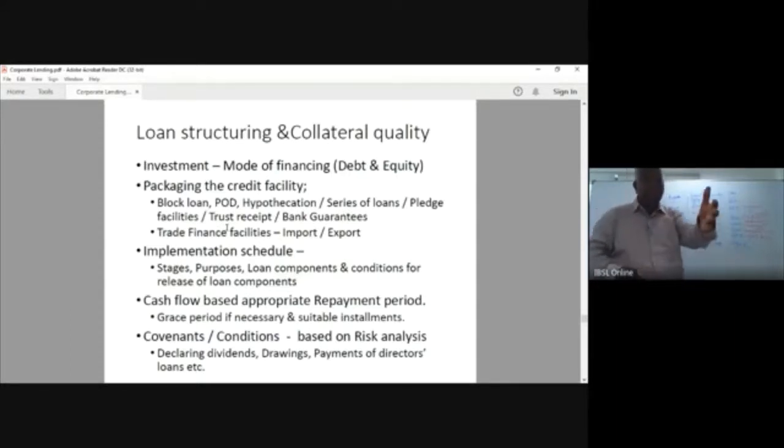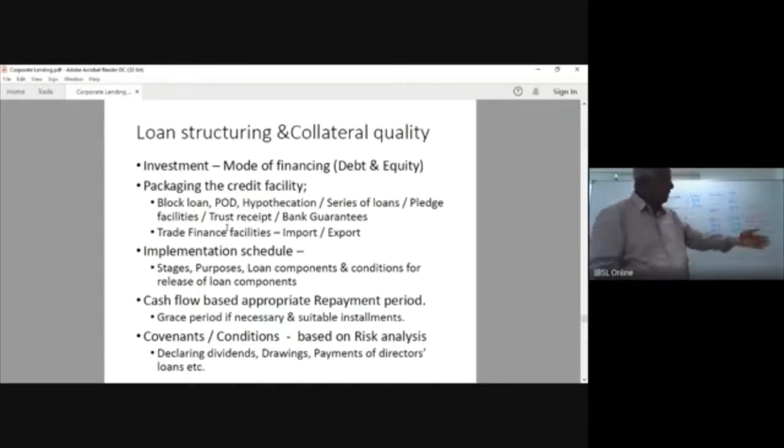So that's right. So now, investment, mode of financing, debt and equity. You will decide how much is the debt, how much is the equity, and what is the total. Investment, mode of financing, debt. Then the package in the credit. So from the various facilities available from your bank, you must select the best suitable.